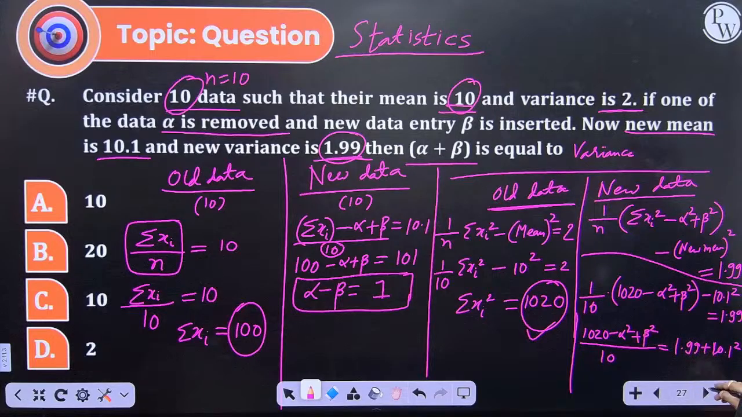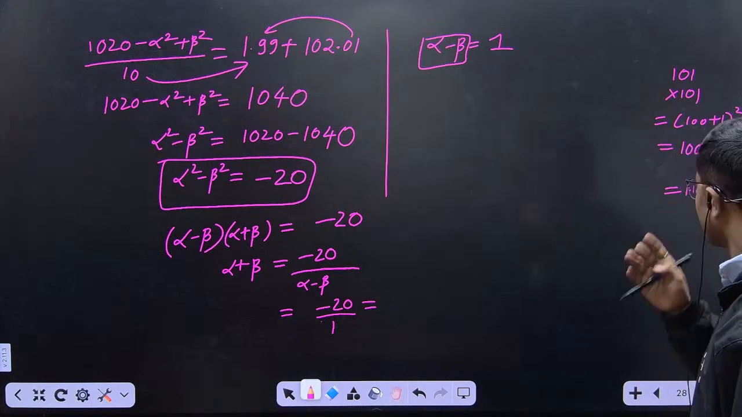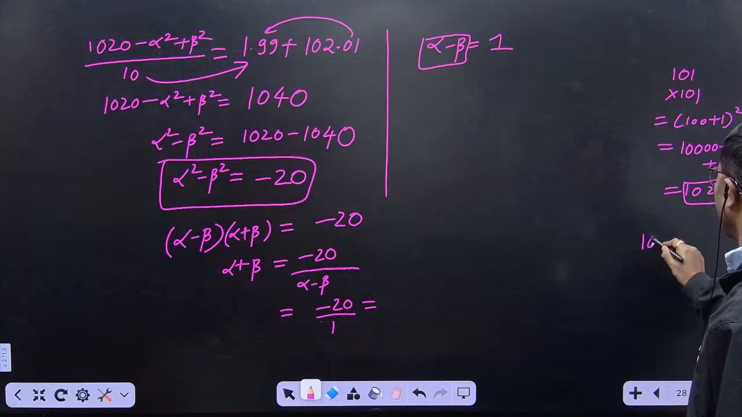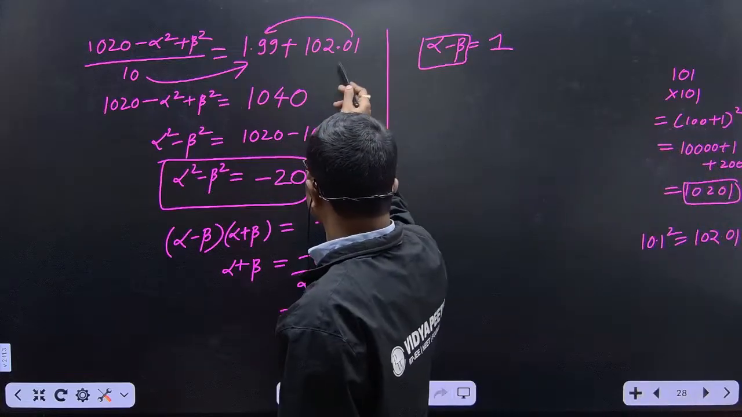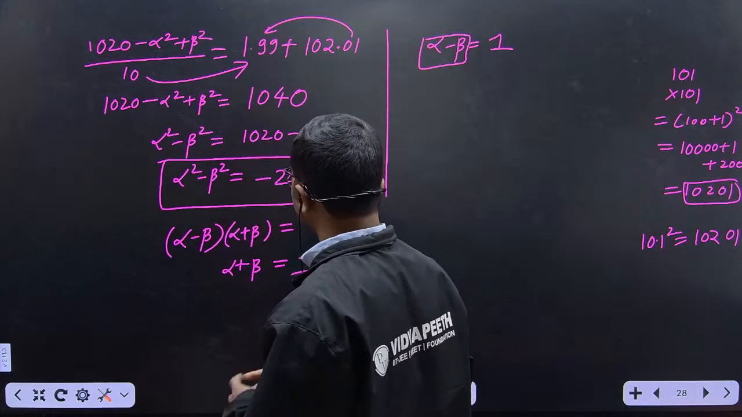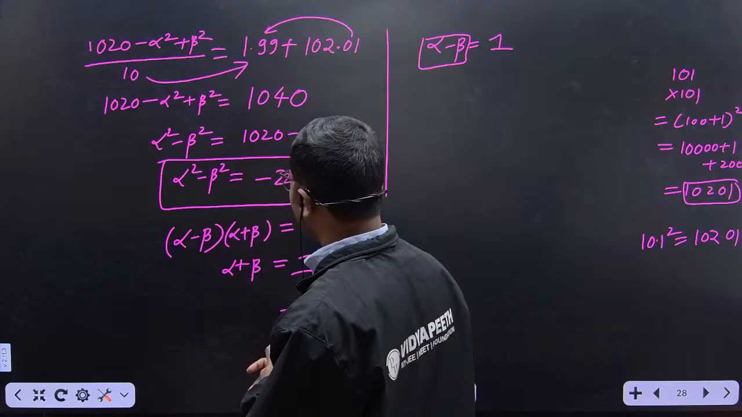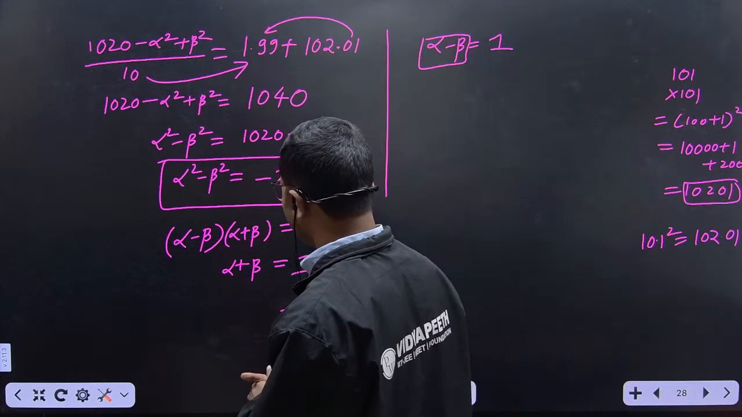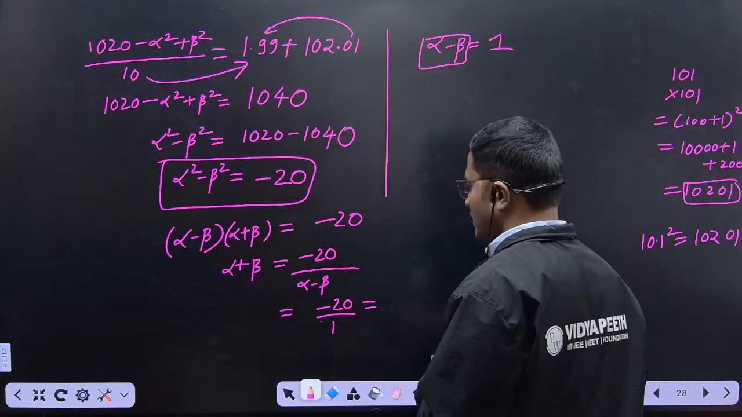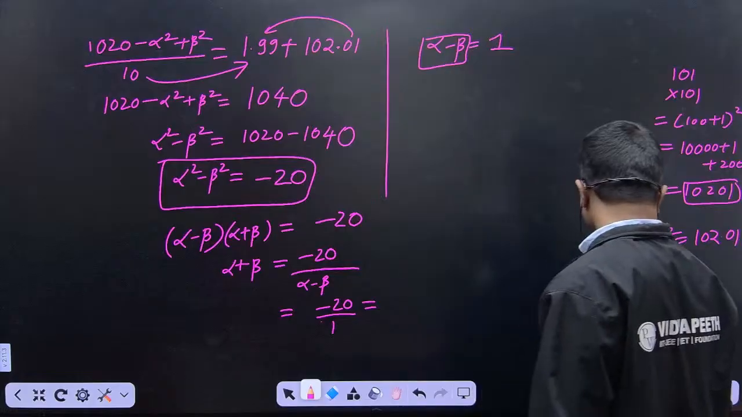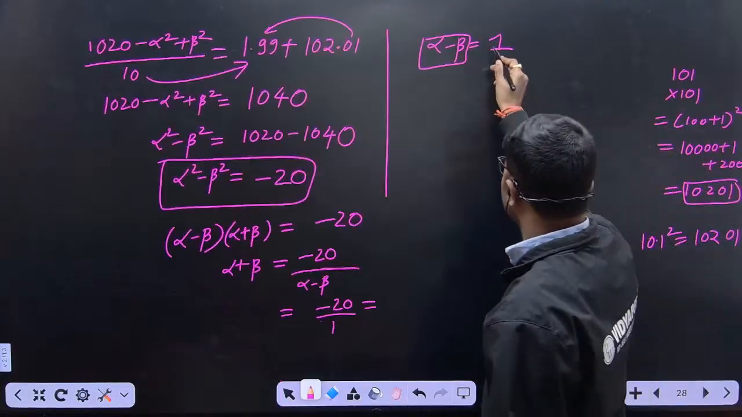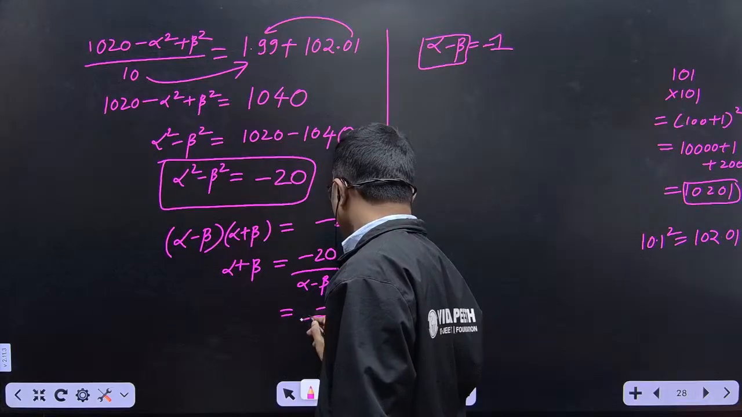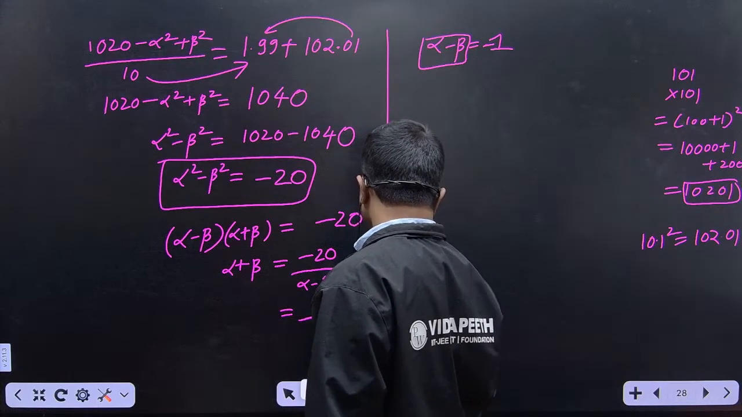One second. Let me check if there is any other thing here. 101 square is 10201. So 10.1 square is 102.01. Okay. So here we are doing the addition. So we get 104. 104 into 10, that is 1040. Alpha square minus beta square will be minus 20. Alpha minus beta into alpha plus beta will be minus 20. Minus 20 by alpha minus beta. So alpha minus beta here we will get as minus 1. The calculation problem. Finally we get minus 20 by minus 1, that is okay.